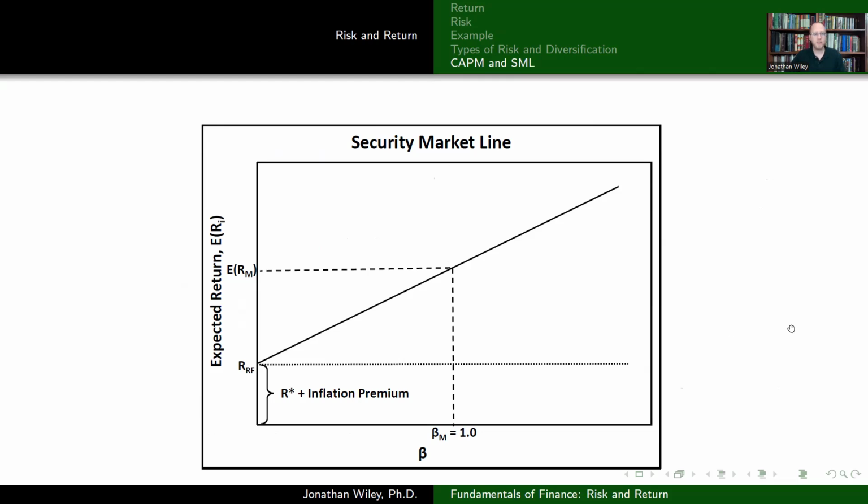Hopefully that gives you some insight into the CAPM and the security market line.